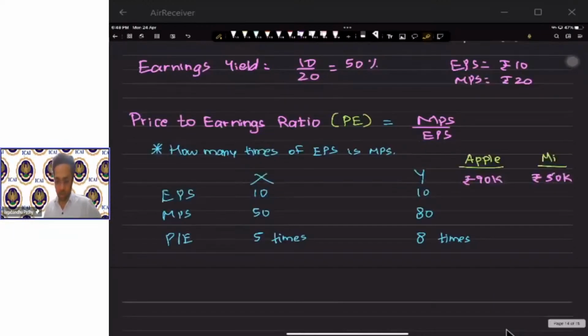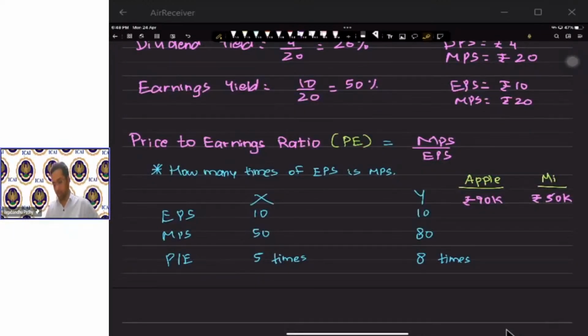That's your price to earning ratio. So the higher the price to earning ratio, it indicates higher confidence of investors, right? Assuming that markets are efficient, it should not be the case that the market price is artificially inflated. If it's artificially inflated, then you cannot say that the company has got a greater confidence, right?